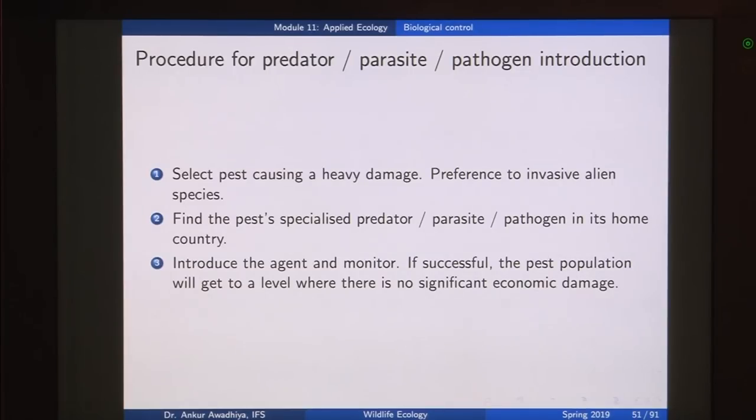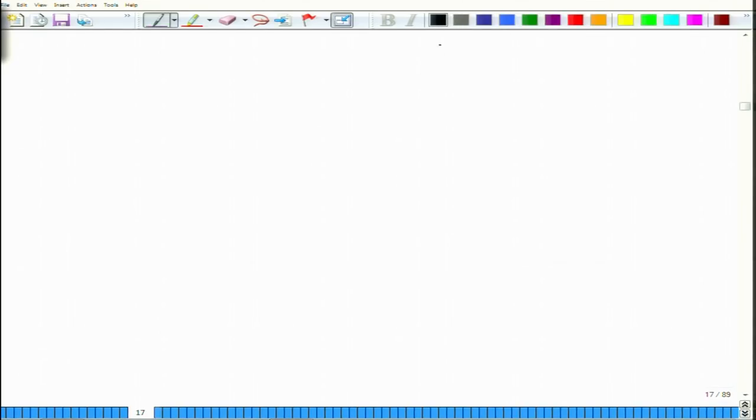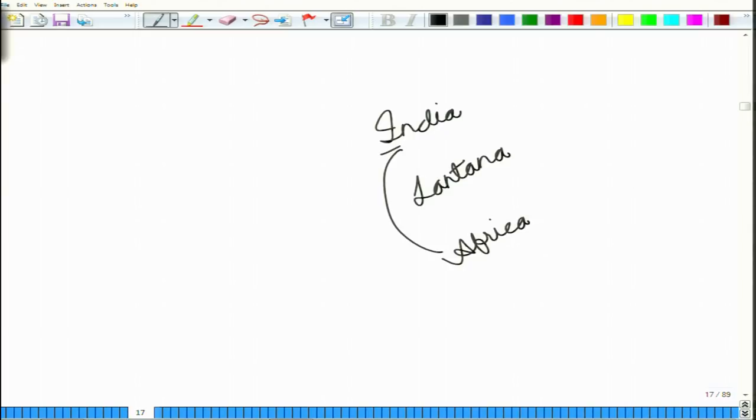Now, an alien species is a species that is not natural to your area, but has come from somewhere else. So, for instance, when we talk about India, we have a number of species such as lantana. Now, lantana is a species that is not native to India, but it has come from Africa.